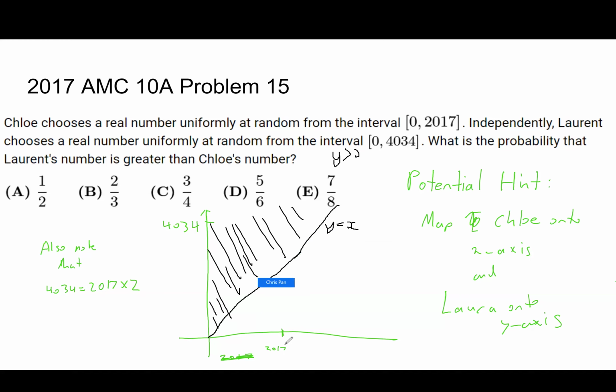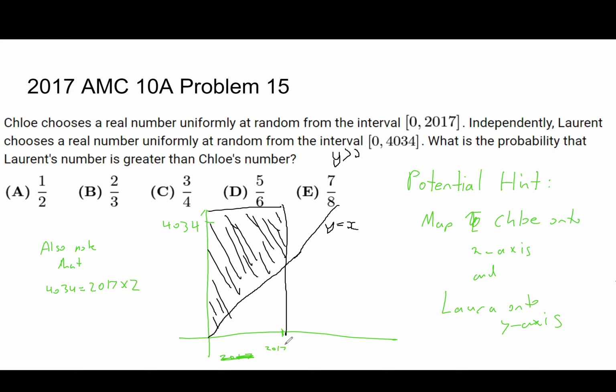Basically, if any point lies within this shaded region, it satisfies the conditions. Well, okay, it should just be this region here, right? I don't really care about this because this is outside of probability space. Because our probability space really is just this rectangle, bounded by 2017 and 4034, right? Any point in this rectangle is uniformly as likely to appear as any other point. And any point in this shaded region satisfies the conditions, right? So basically, we want to find what percentage of the total area is the shaded area.